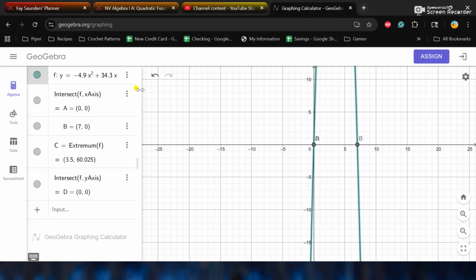So let's look at the special points. The vertex is right here, the extremum, and it's 3.5 and 60.025 meters. And then we have the bigger x-intercept is 7 and 0, and that means that the ball returns to the ground 7 seconds after being kicked.